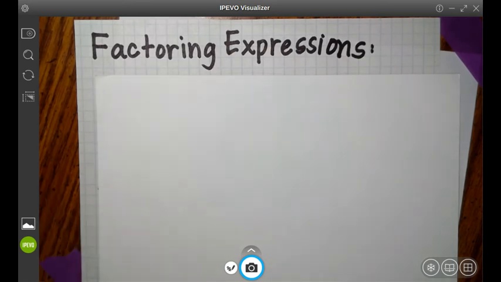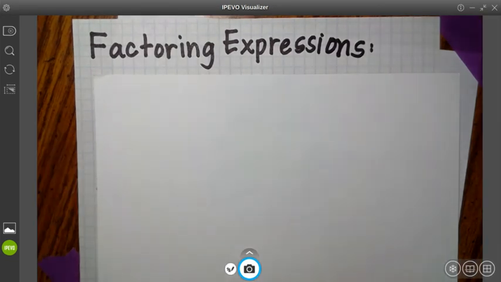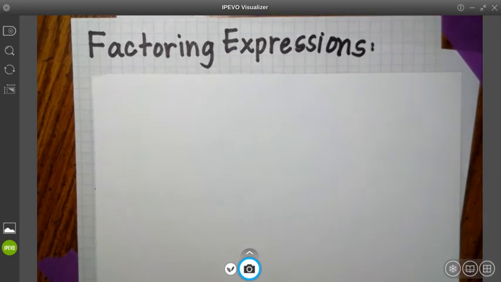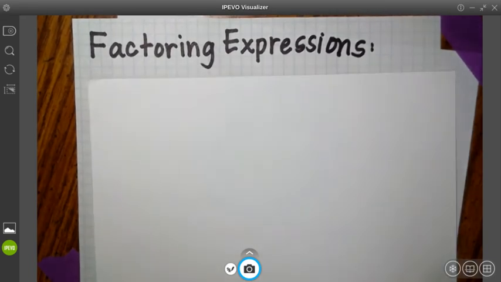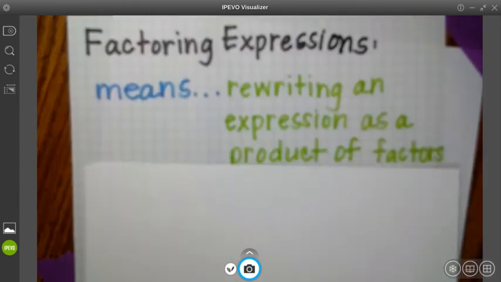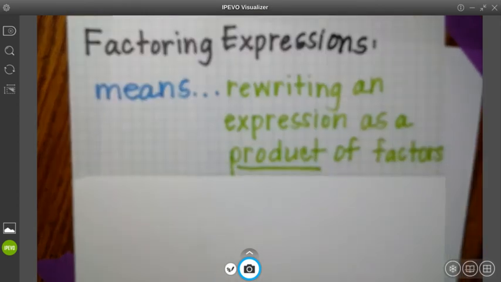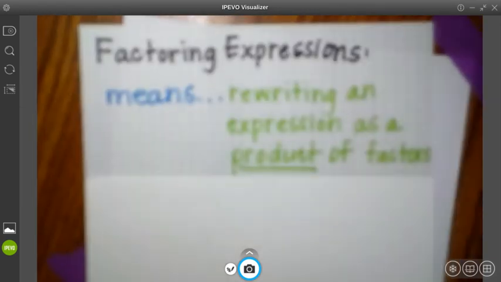Hey everyone, so here we go, factoring expressions. This is also a review lesson. This is like the opposite of using the distributive property. Factoring expressions means that you are rewriting an expression as a product of factors.